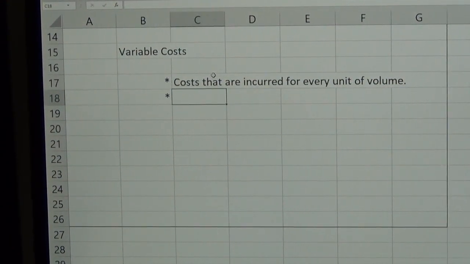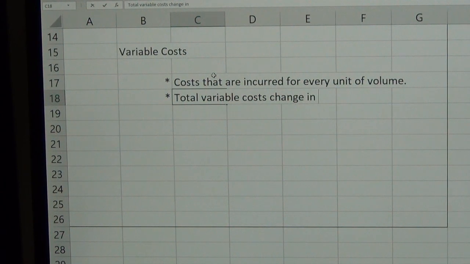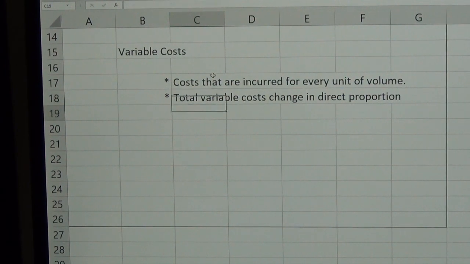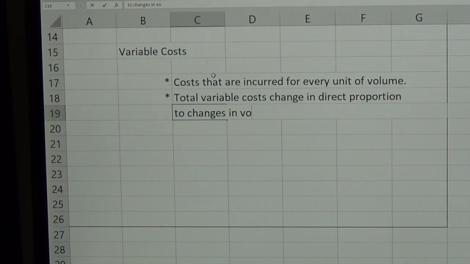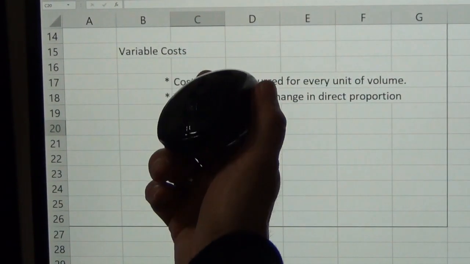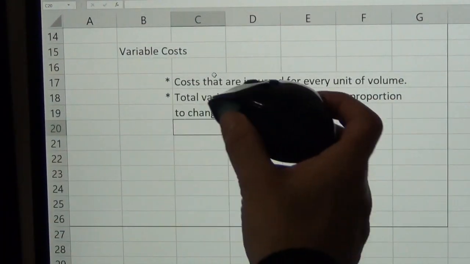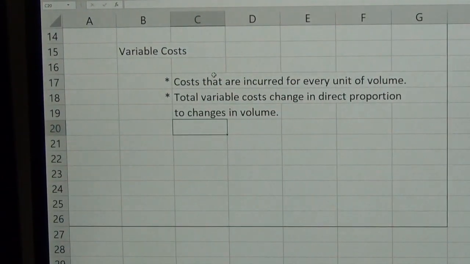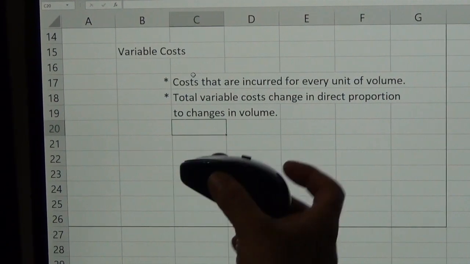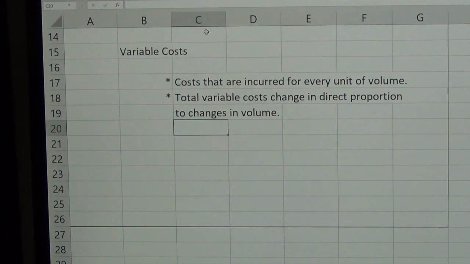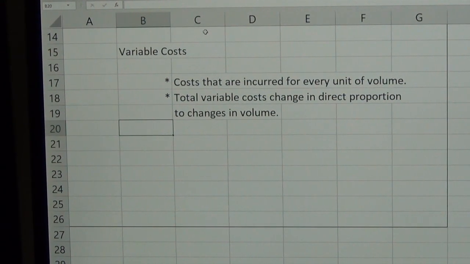So what we're looking at is that total variable costs change in direct proportion to changes in volume. Let's say we double the production of this mouse, or mouses. If we're talking about these, if plural, it's not mice. You would think it is, but it's not. If you double the production of the mouses, then you would expect that your variable costs are going to double as well. So variable costs change in direct proportion to the changes in volumes.